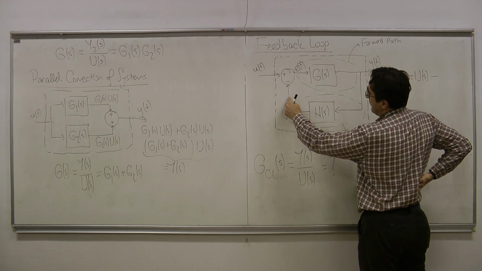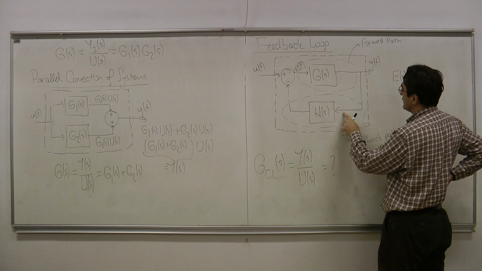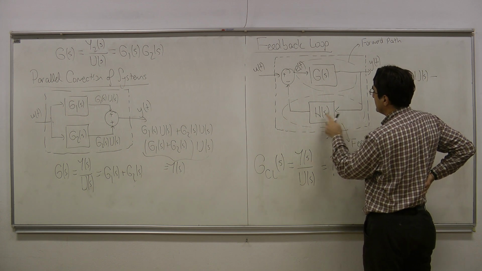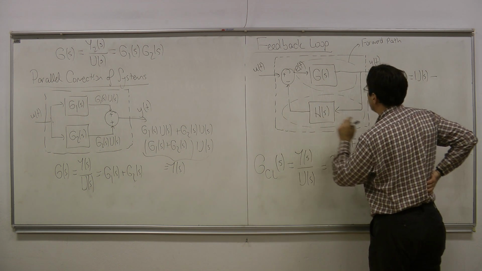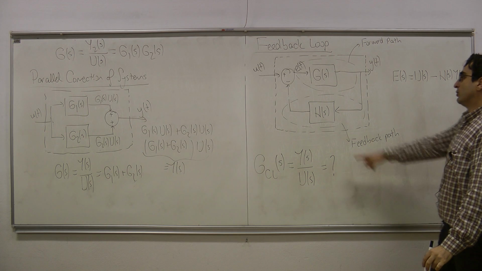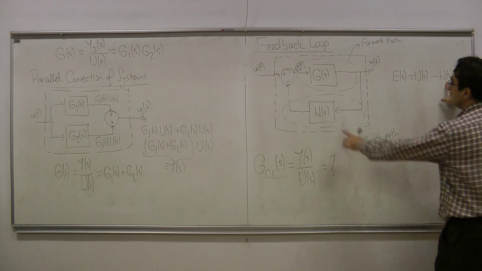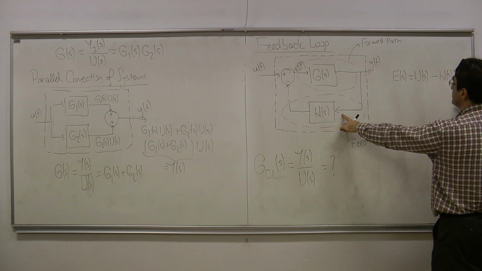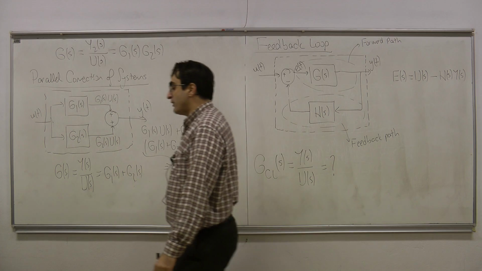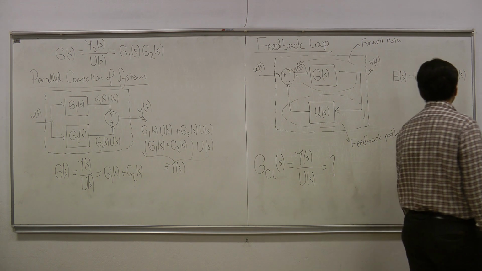Remember, the Laplace transform of the output of a system is the transfer function times the Laplace transform of its input. Okay? So the Laplace transform of this signal is H of s times Y of s. Transfer function times the Laplace transform of the input of that system. So this is my first equation.